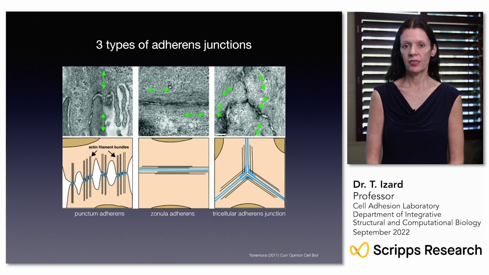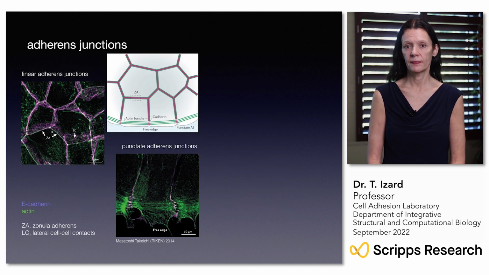As you know, there are three types of adherens junctions. In the punctum adherens, actin filaments associate with the plasma membrane and are perpendicular to the plasma membrane. In the zonular adherens, actin filament bundles are parallel to the plasma membrane. In the tricellular adherens junction, actin filaments associate with the plasma membrane at a large angle. The linear adherens junctions are found in the interior of a colony, and punctate adherens junctions are found near the edge of the cell colony.